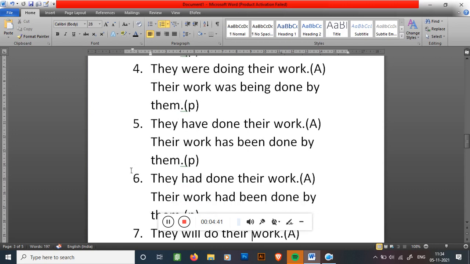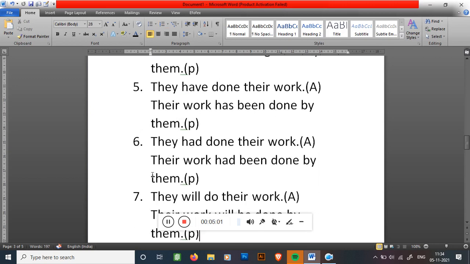Now I have taken present perfect. They have done their work. Their work has been done by them. So if has or have is given in the sentence, then we also use has or have in passive voice plus been. Their work has been done by them.